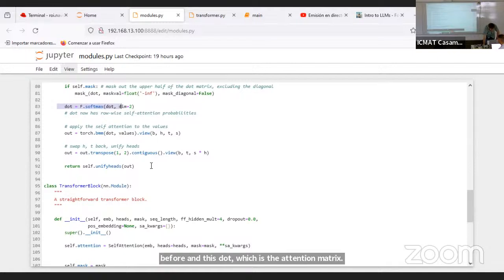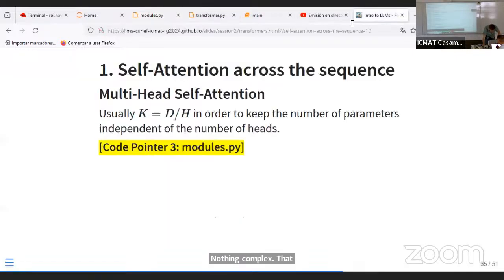And every detail that you see here is in order to correctly match the dimensions of the different matrices that are being multiplied. Nothing complex. It's very basic linear algebra. Okay.